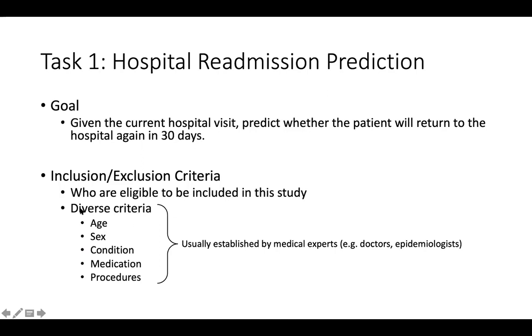So there's a lot of criteria. Based on these criteria, you want to choose who are eligible, who are fit for training data and who are not fit for training data. For example, readmission prediction. It is probably not a good idea to include neonates in the data set.